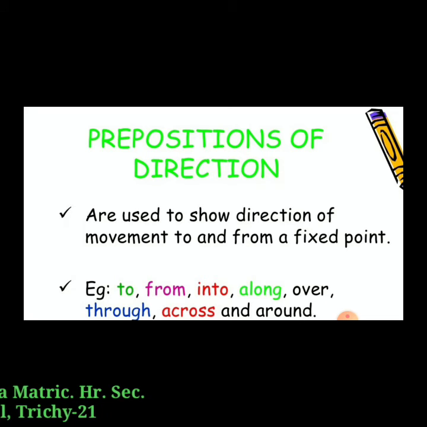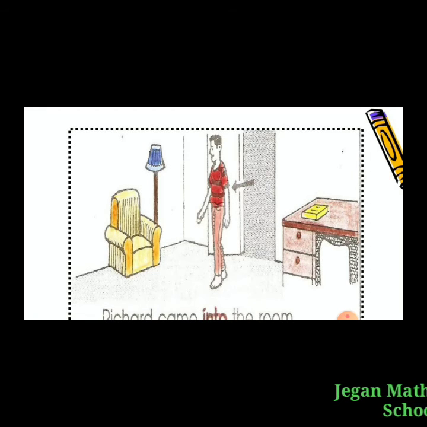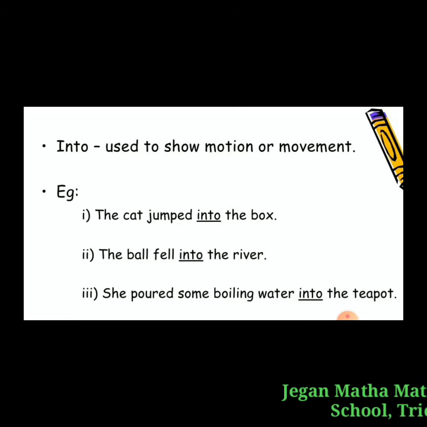Prepositions of direction are used to show direction of movement to and from a fixed point. For example, to, from, into, along, over, through, across and around. I am walking to school. Just a direction. Where? School. So to is the correct preposition. Richard came into the room. That is a movement, a direction. Into is used to show motion or movement.